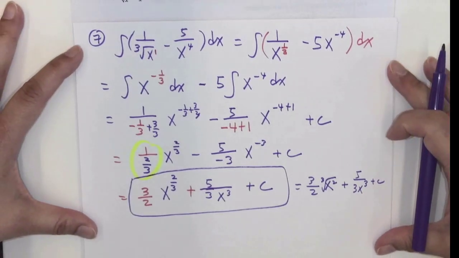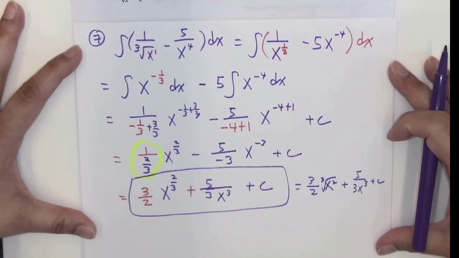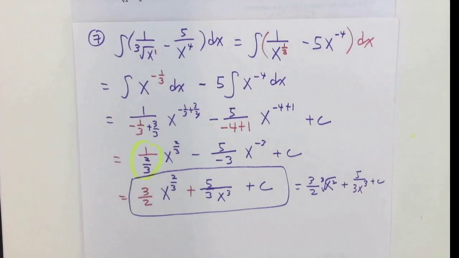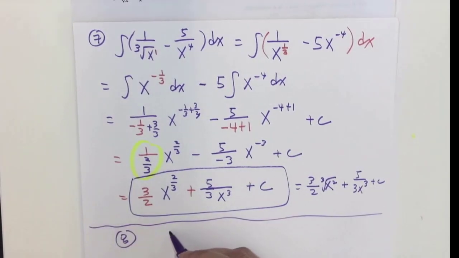So starting with number 7, they are more complex. Okay, let's look at the next one. Number 8, we are taking the integral of e to the 15x dx. We will consider the exponent.